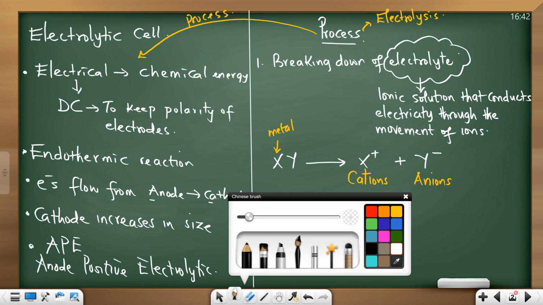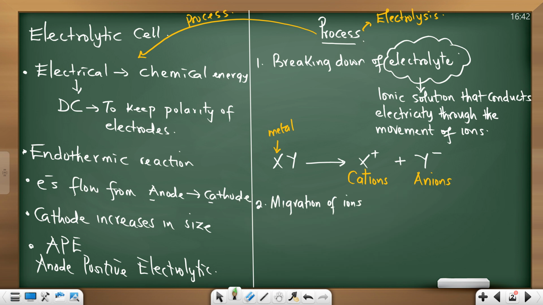Let's use synonyms. Synonyms are what? What's that sound like, right? Good. Cat and an. It means the cations would go to the cathode, and the anions would move to the anode. I want you to see the beauty of what I just explained here, and I'll show you now.